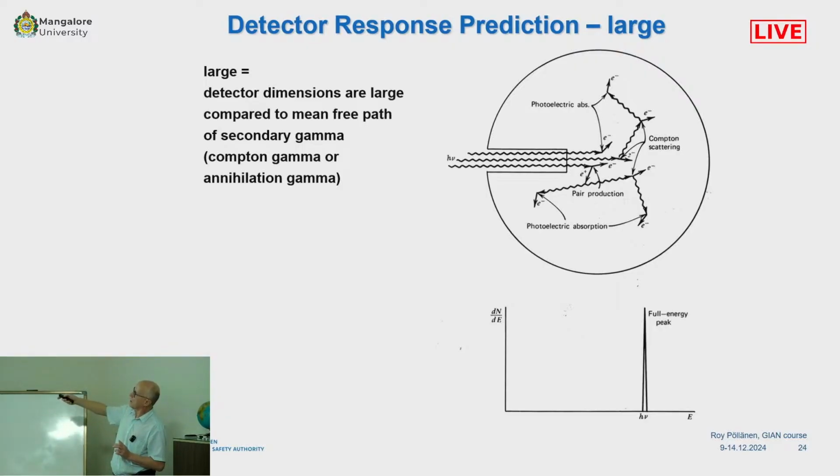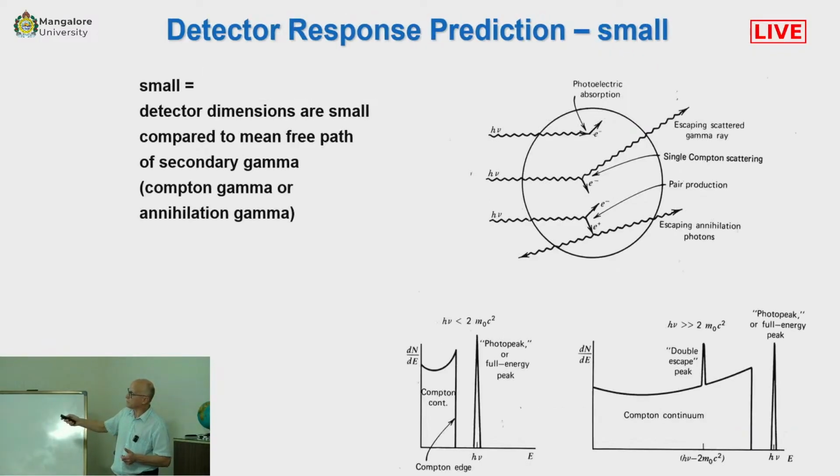What happens? So no particles are coming out of this detector, because the detector is very big. What we detect is a full energy peak, nothing else. And this is a very good thing. However, if the detector is small, what happens? There are gamma ray interactions close to the surface of the detector. Okay?